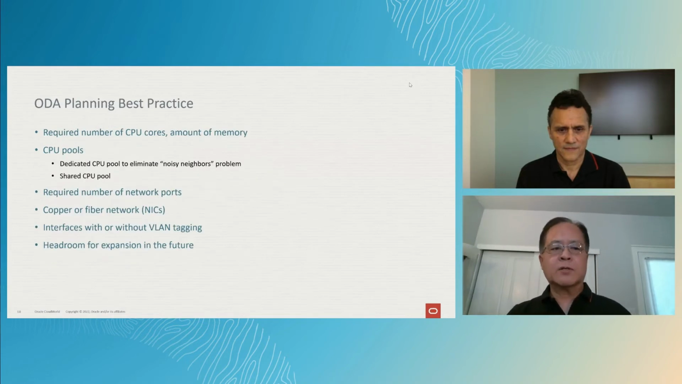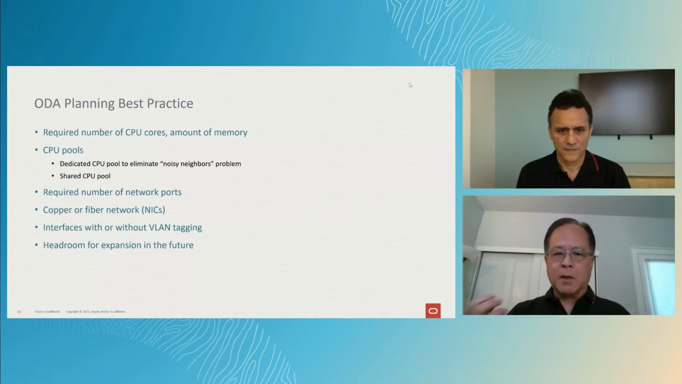Some additional questions to ask are: do you know how many CPU cores and how much memory you require for your total workloads? Can some of these workloads share CPU cores? And of course, you need to understand what type of network you have, how many network ports you need for your systems, and whether you need a virtualized network or VLAN. Finally, do you need headroom for future expansion? These are the questions that you need to ask to determine your optimal ODA configuration for deployment.